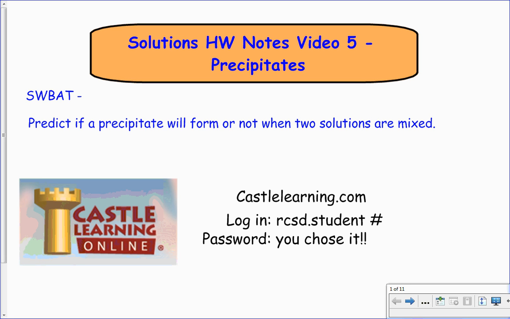Notes number 5. Today we are going to look at precipitates. We will be able to predict if a precipitate will form or if it will not when I've mixed two solutions together.